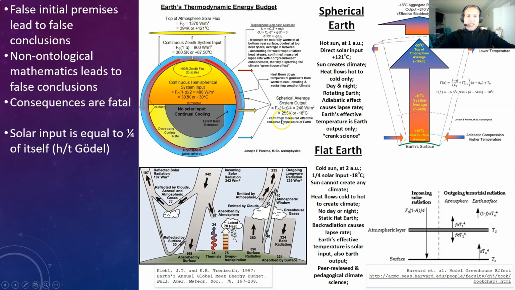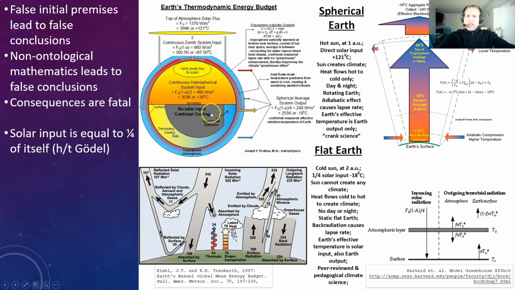Now look at that compared to, and that's on their flat Earth model, compare that to my spherical Earth model. In my spherical Earth, I just have this F sun, 1370 watts per meter squared, right? They're taking that and they're dividing it by 4. Okay? Why are they dividing it by 4? They're applying this incomplete statement. They're saying that the solar input is equal to 1/4 of the solar input. Does that make sense? Or should the solar input be equal to the solar input?